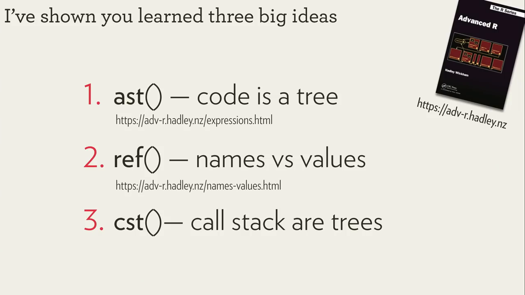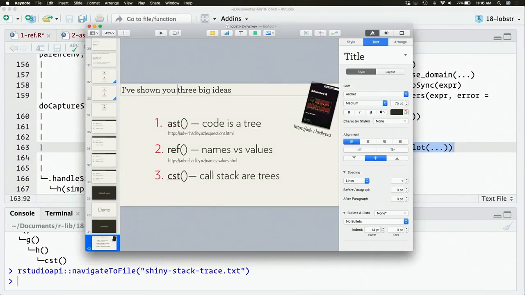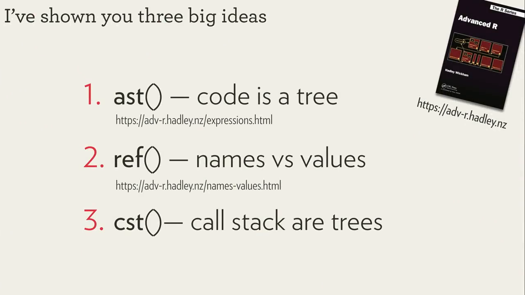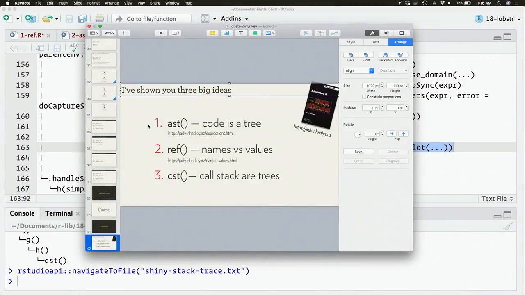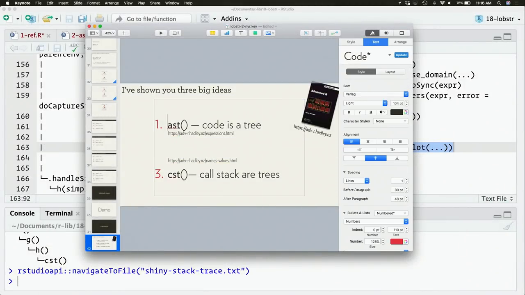So to sum up, I've shown you three big ideas. The previous title was "you have learned three big ideas," but I thought that might be a little aggressive, given that I just showed them to you very briefly. But I have definitely shown you three ideas. I'm not going to make any assertions about whether you have understood them or learned them or not. And this is not even in the order in which I presented them, so I'm going to fix that too.